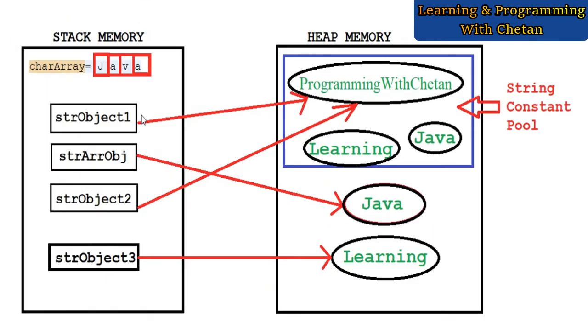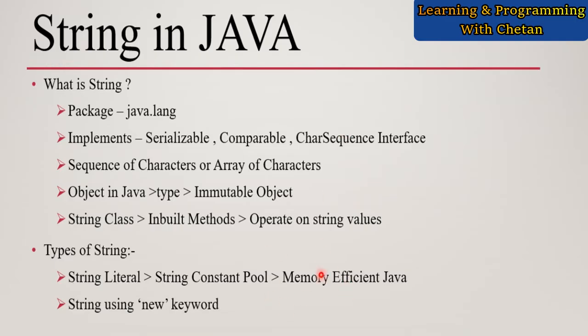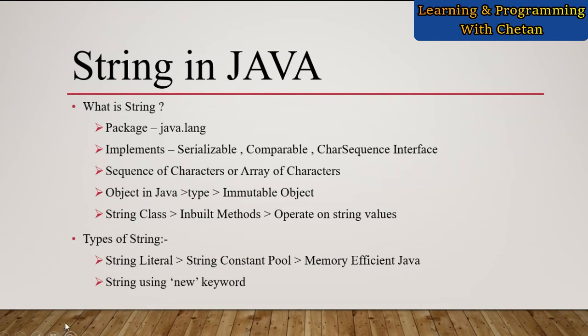So in our memory diagram you can see that our string object 1 and string object 2 are pointing to one same object with the value programming with Chetan inside our string constant pool. And because of this string literal and pooling concept, it makes Java memory efficient. Now let us discuss our next type of string, which is created by using the new keyword.